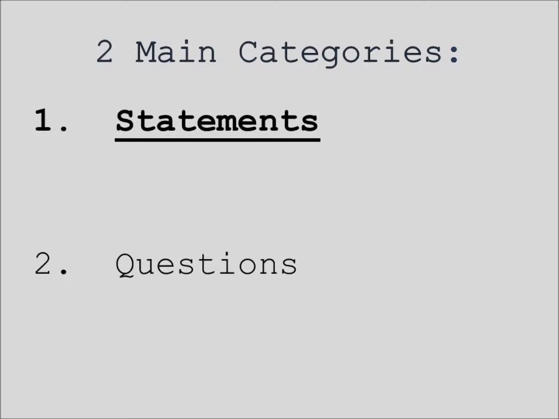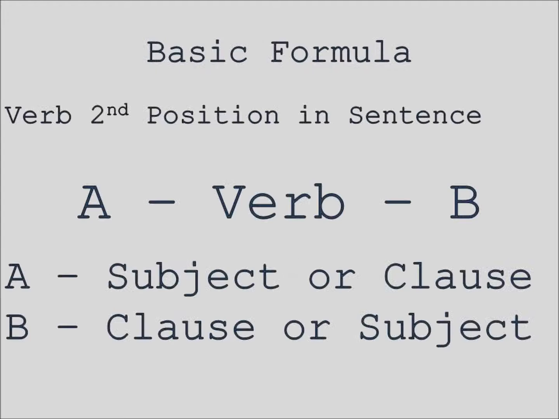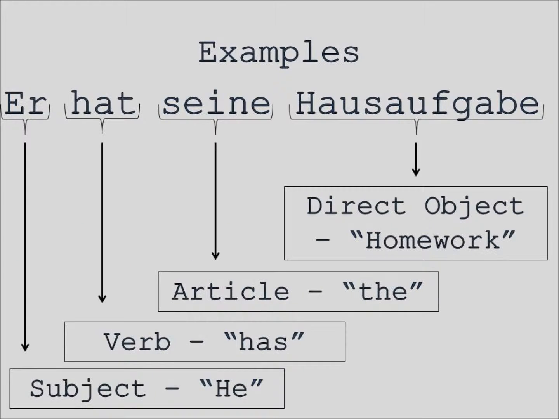This lesson is broken up into two main categories, namely statements and questions. The basic rule of thumb is that the verb takes up the second position in the sentence, linking the subject and the direct object or its clauses. The following is our first example.